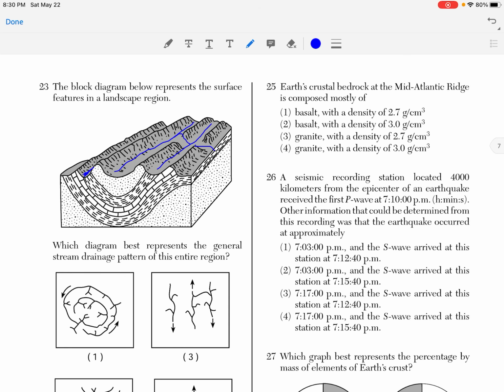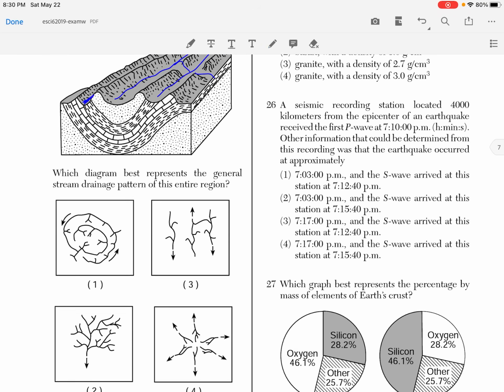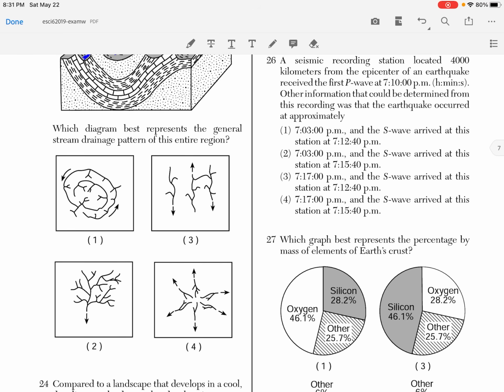But all of these long rivers are parallel to each other. Very long, straight rivers that are connected. And so what you're going to look for in the possibilities are just long parallel rivers, and that would be answer number 3. The other ones don't really show that parallel drainage pattern, and that's called a trellis pattern. The other ones don't really work for that situation. Okay, so the answer is number 3.